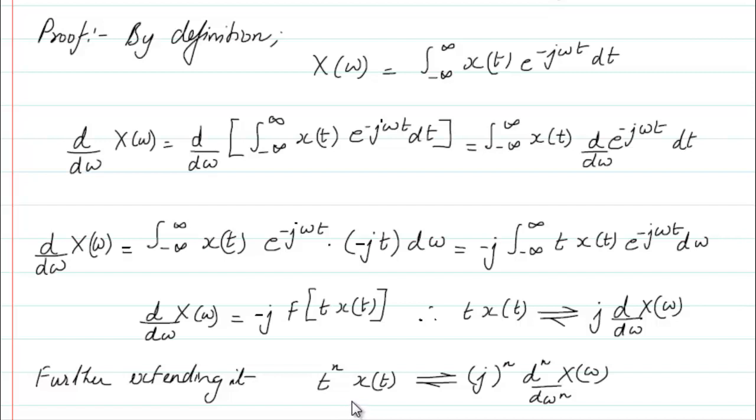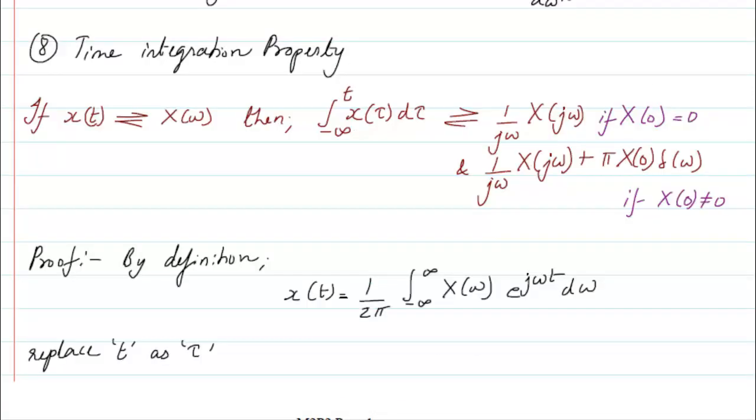Next is the time integration property. The time integration property says that if you have a function x of t whose Fourier transform is X of omega, then consider the integration of x of t, which is written as the integral of x of tau d tau from minus infinity to t. You can see that the integration of this will result in some function of t, isn't it? If you put the upper limit as t, then the integration will result in some function of t.